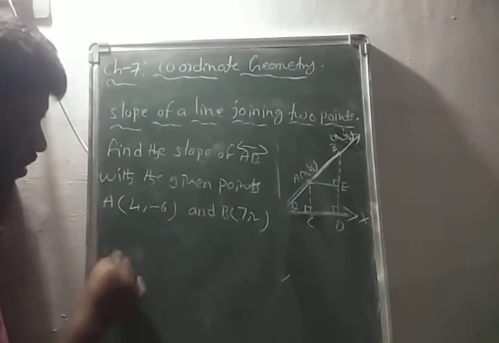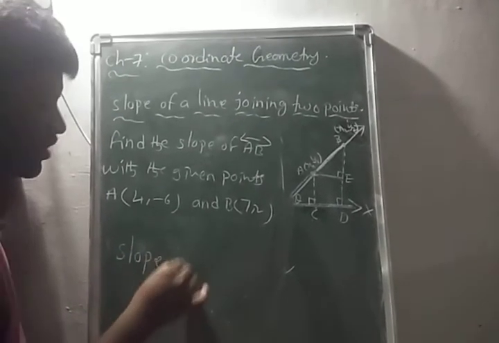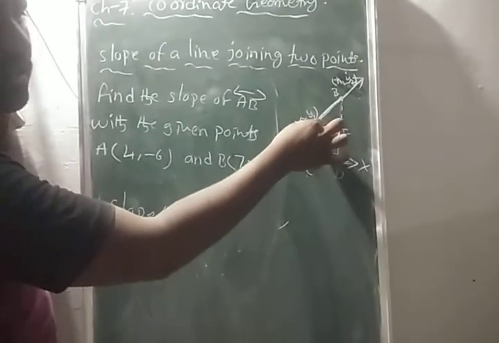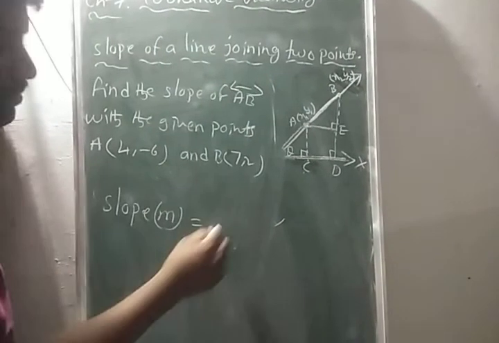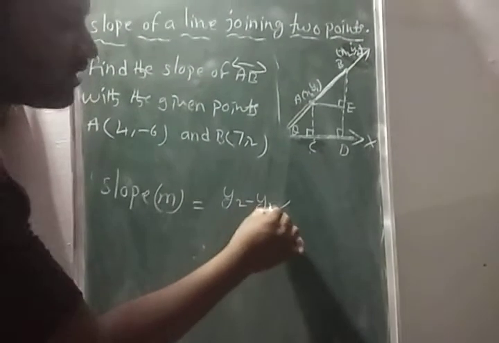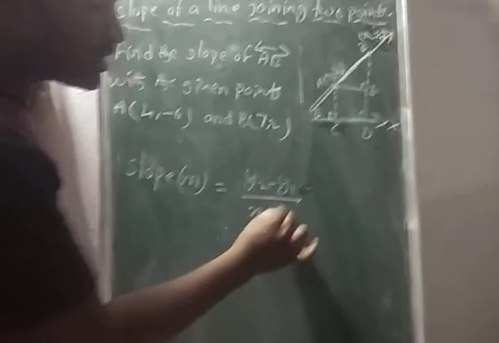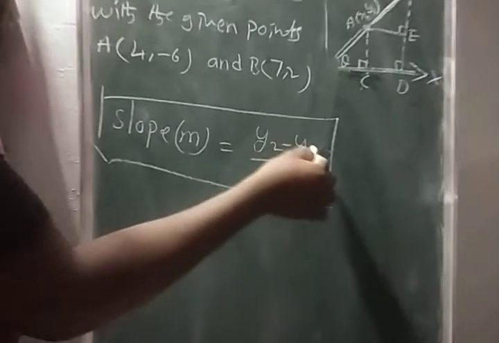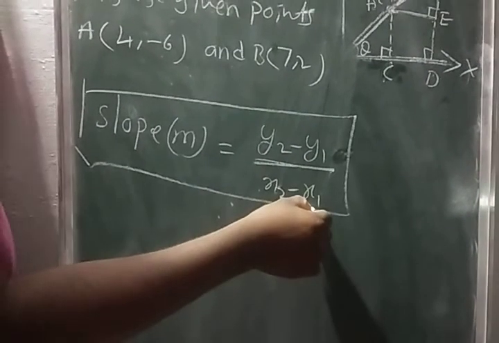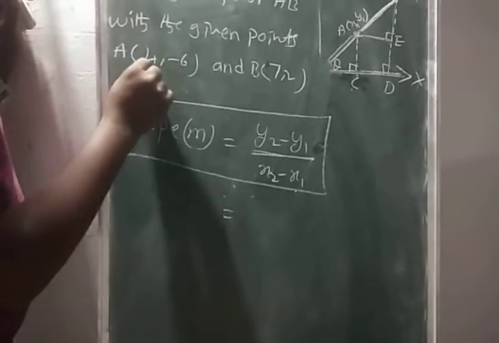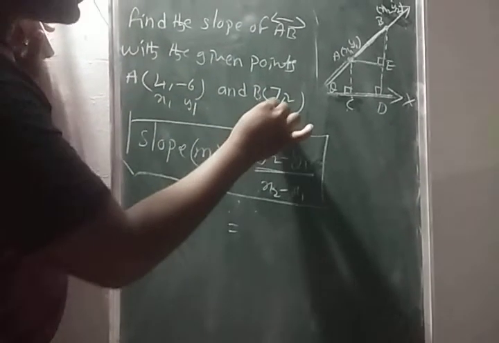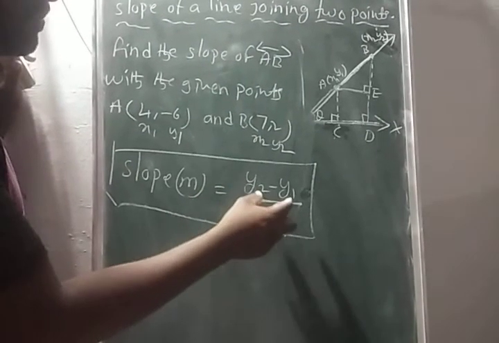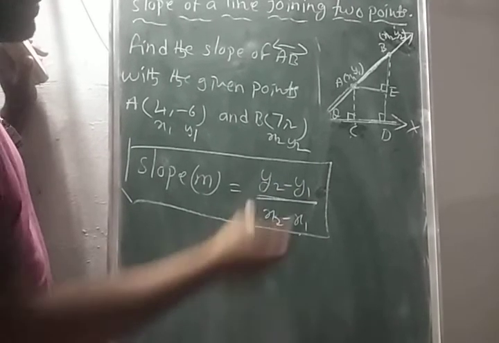You see Nana, the slope m is equal to change in y by change in x, that is y2 minus y1 by x2 minus x1. Slope m is equal to what, Nana? That is y2 minus y1 by x2 minus x1. Here you take this as x1 and y1, this is x2 and this is y2. Just substitute the y values, y1, y2 and x1, x2 values in this place.